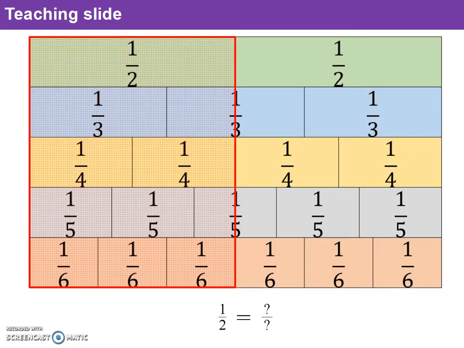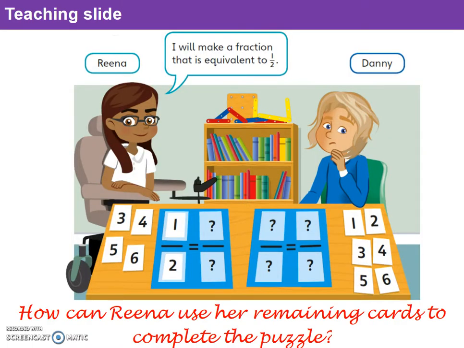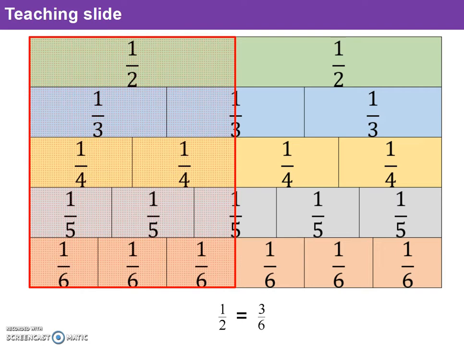So when we're looking at Rena's problem, using these ideas, how can Rena use her remaining cards to complete the puzzle? Well, 1/2 is the same as 2/4, and 1/2 is the same as 3/6. Now, if I look at the cards that Rena has, I've got a 3, 4, 5, and 6. This means I can't have 1/2 equals 2/4, because I don't have a 2. However, I do have a 3 and a 6, so using Rena's cards, my answer must be 1/2 equals 3/6.